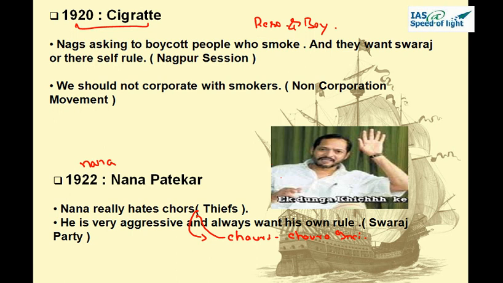Now another thing we are relating it to is Nana Patekar. Nana is N, that is 22. So we relate 22 with Chauri Chaura incident. And he is very aggressive. We all know, we have all seen his movies. He's very aggressive and always wants his own rule. That is Swaraj rule. So we also see the formation of Swaraj Party in the year 1922, and why it got formed, who formed them, what was the reason, and then what they did, what were the achievements of Swaraj Party. These all things we will cover in the conceptual part.